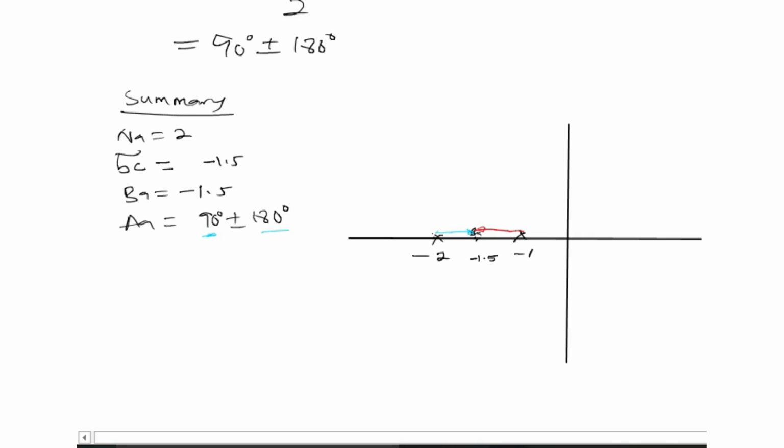From the values gotten from the angle of asymptotes, the pole at minus 1 makes an angle of 90 degrees. The other pole makes an angle of 180 degrees from the point at which the first pole stops. So from here to here, it's an angle of 180 degrees.